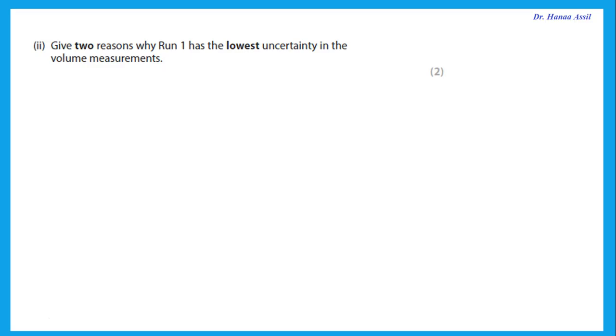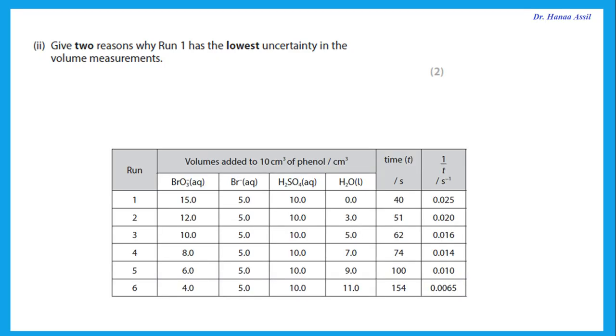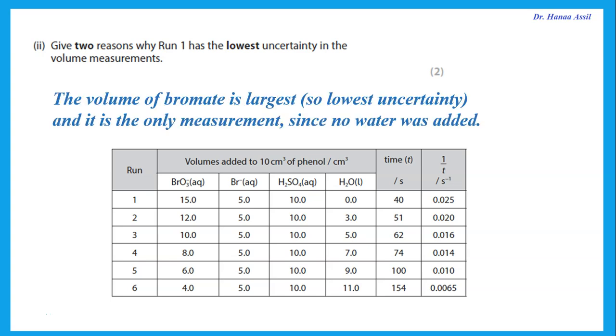Give 2 reasons why run 1 has the lowest uncertainty in the volume measurements. Where is run 1? Run 1 is the one where we have the largest volume, and you know that the larger the reading, the less the uncertainty. So the volume of the bromate is the largest, so we have the lowest uncertainty. And in that reaction mixture, we're not measuring any water, so we have 1 less measurement to make, and that means there will be less uncertainty in the readings.